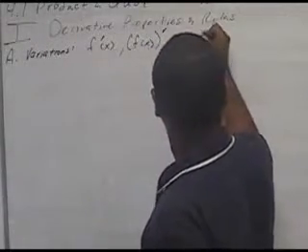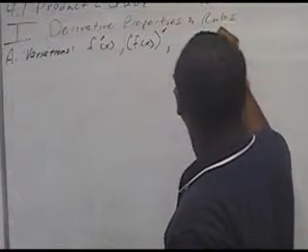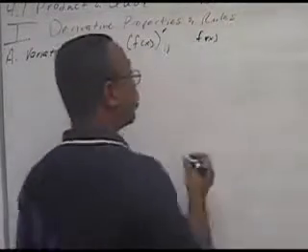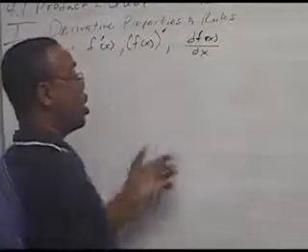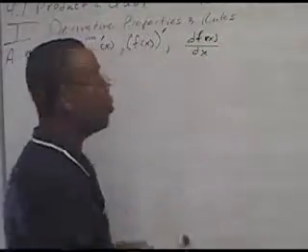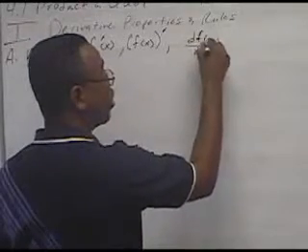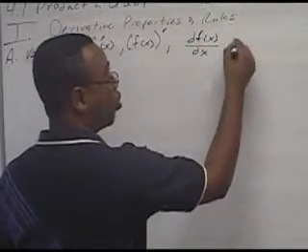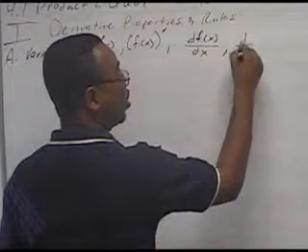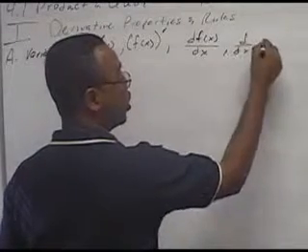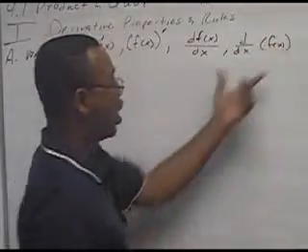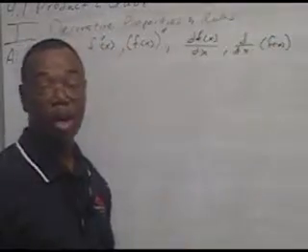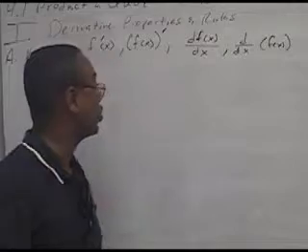Secondly, you can have the function f and make it into df over dx. This represents, again, a derivative of the function f. Or, there's one more way. You can write d over dx, and then off to the side, put in f of x. And that's also the derivative of the function f of x.